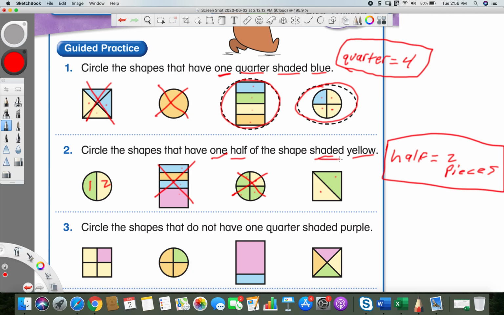We only want half shaded yellow. So does the circle have just one part shaded yellow? It does. So we want to circle that. That looks great. For this box, is only one of the 2 parts shaded yellow? It is. So we definitely want to circle that too.